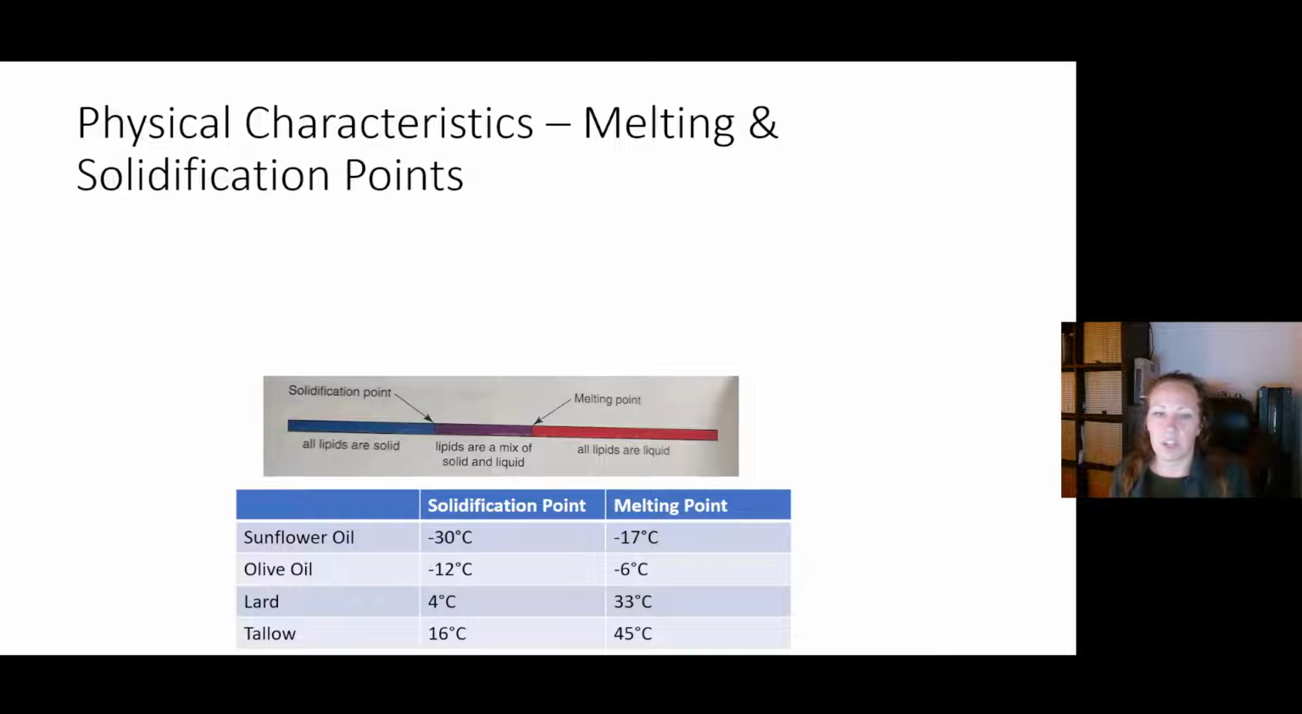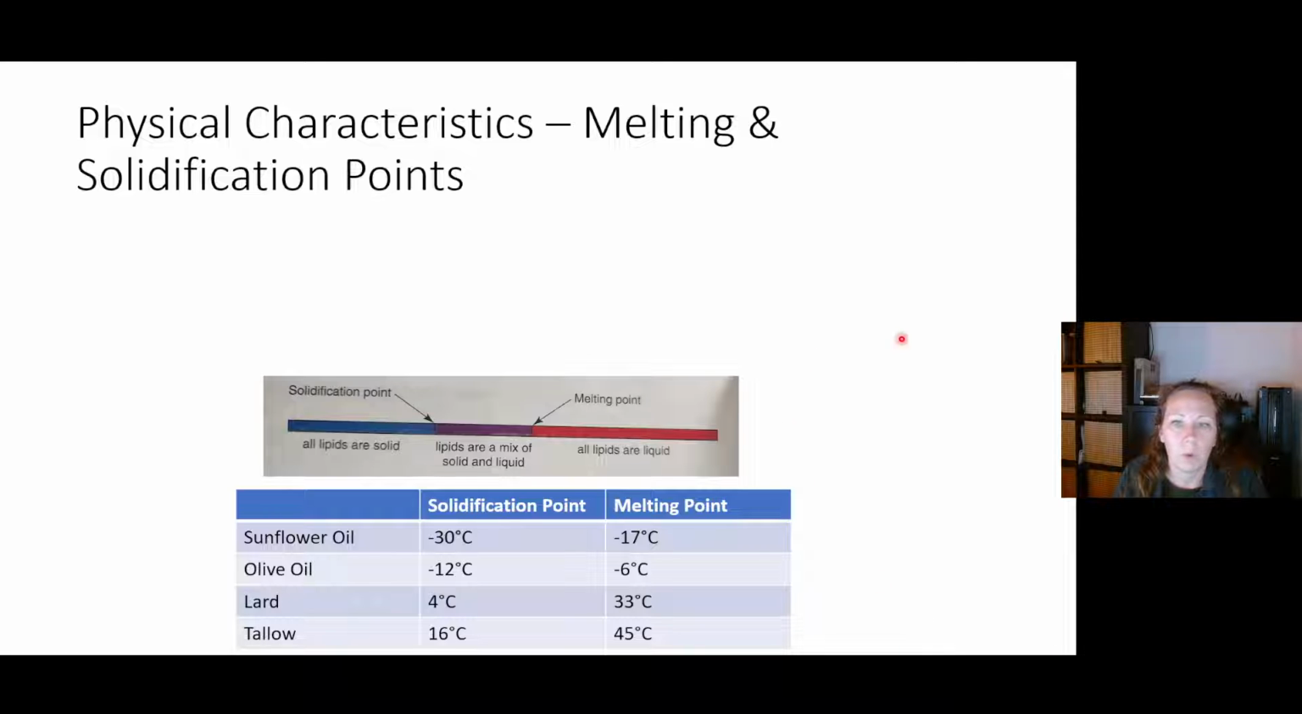So there is variation. Even some of these numbers I give you are not set in stone. One sunflower oil is going to have a different melting point than another sunflower oil from another company sourced from a different area. Lard and tallow especially depend on where on the animal you got it, where the animal was from, what the animal's diet was, all kinds of things. So these are just generalizations.